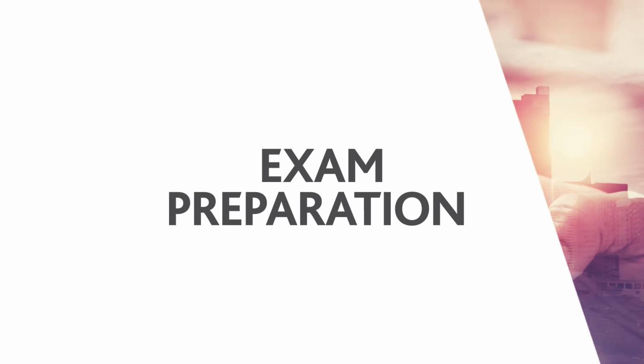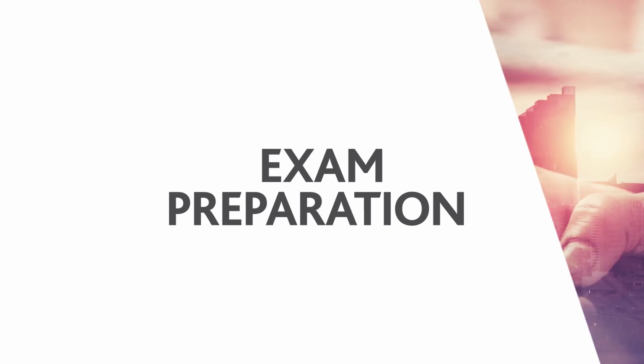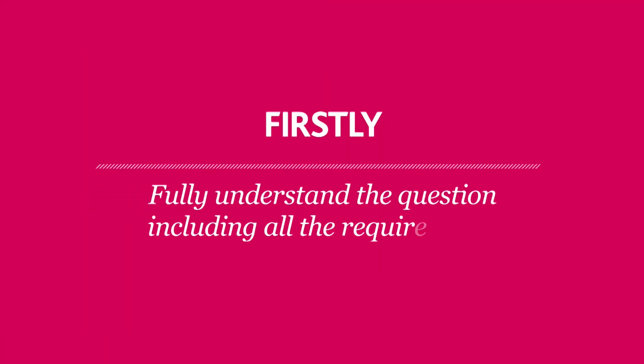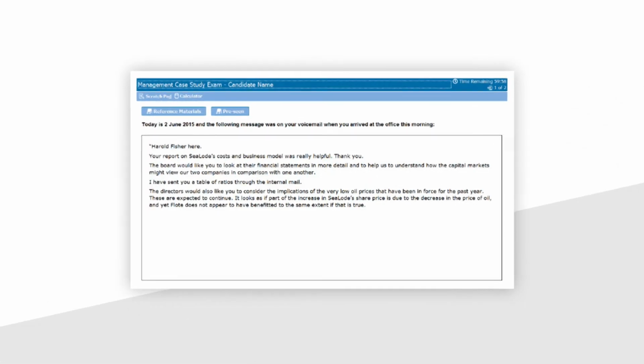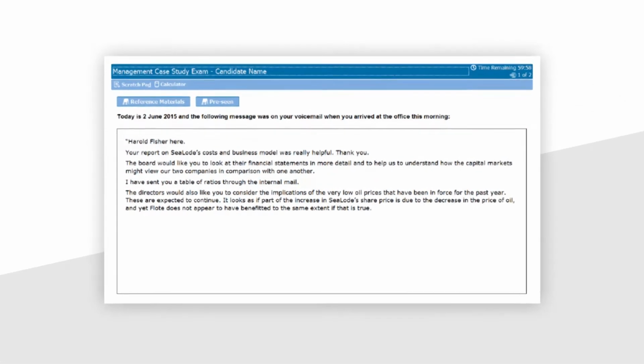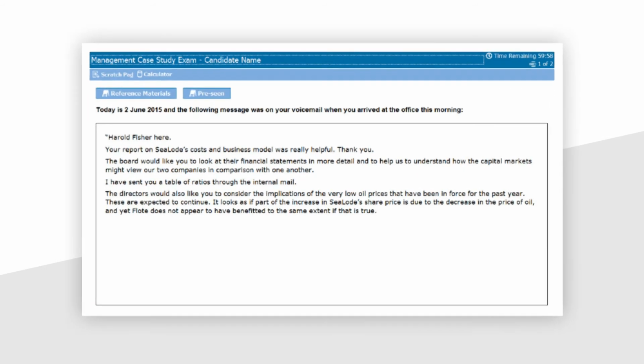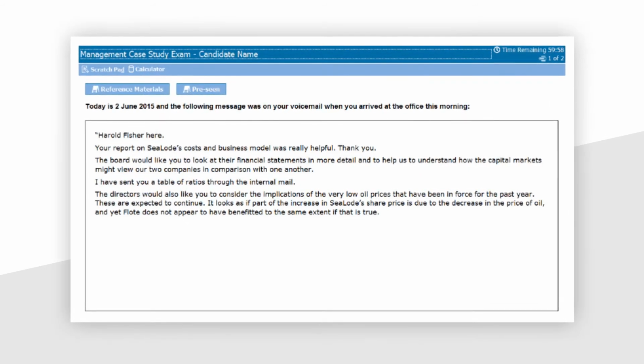There is also some specific advice that is important regarding your exam technique on the day. Firstly, fully understand the question, including all the requirements. Within each section, there are likely to be several requirements that need to be addressed. For example, in Variant 2, Section 2 of the May 2015 exam, there was the following task.